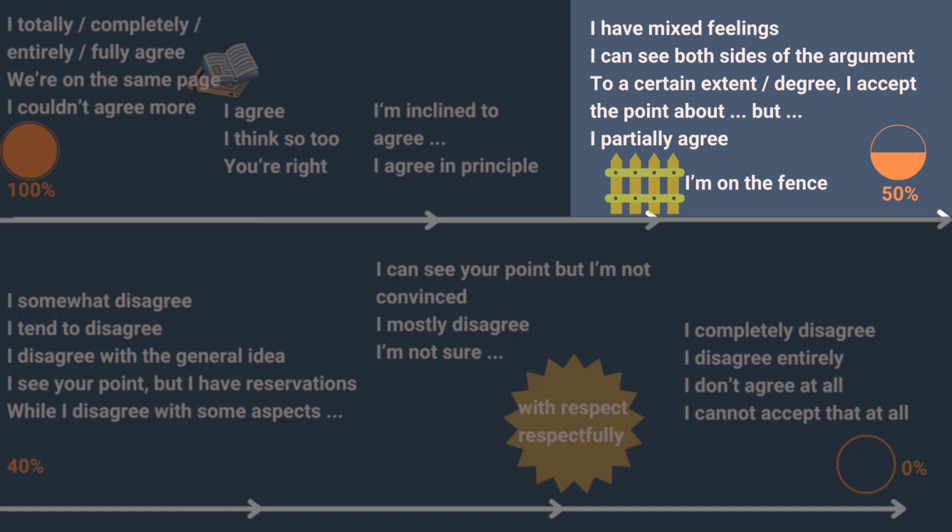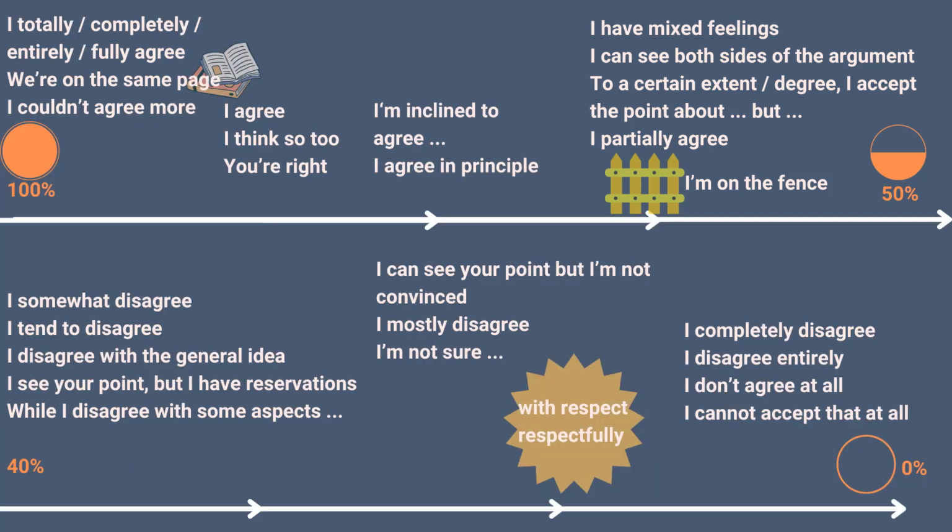To a certain extent, to a certain degree, I accept the point about, and then you say what you agree with, but, and then you show where the disagreement is and where the discussion needs to be. I partially agree, and I'm on the fence. Again, I'm 50-50, I'm in the middle.